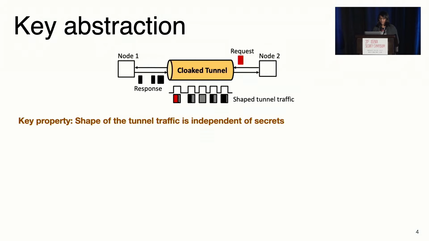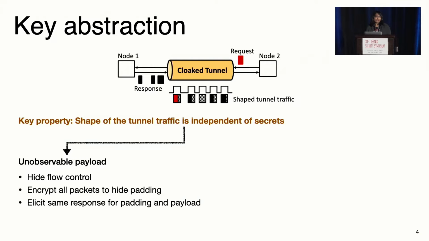To achieve this high-level property, the tunnel endpoint needs to satisfy two high-level requirements. First, it needs to make the payload traffic unobservable. And for this, it must ensure that all packet sizes are secret independent. For example, they all have the same fixed size. An application's packet generation rate may vary based on flow control, which may be itself dependent on secrets. So the tunnel must hide this flow control information by transmitting dummy packets if there is no payload from the application.